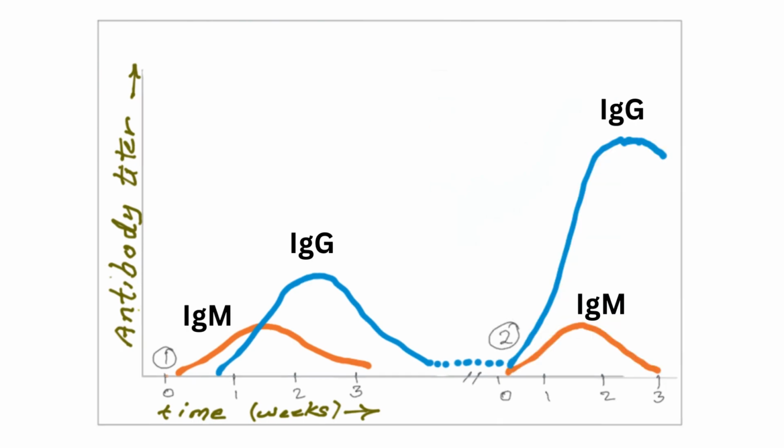In the subsequent infection, the B cells and plasma cells mount an even greater and quicker response, known as the anamnestic response, which you also see in the booster shot in vaccinations.